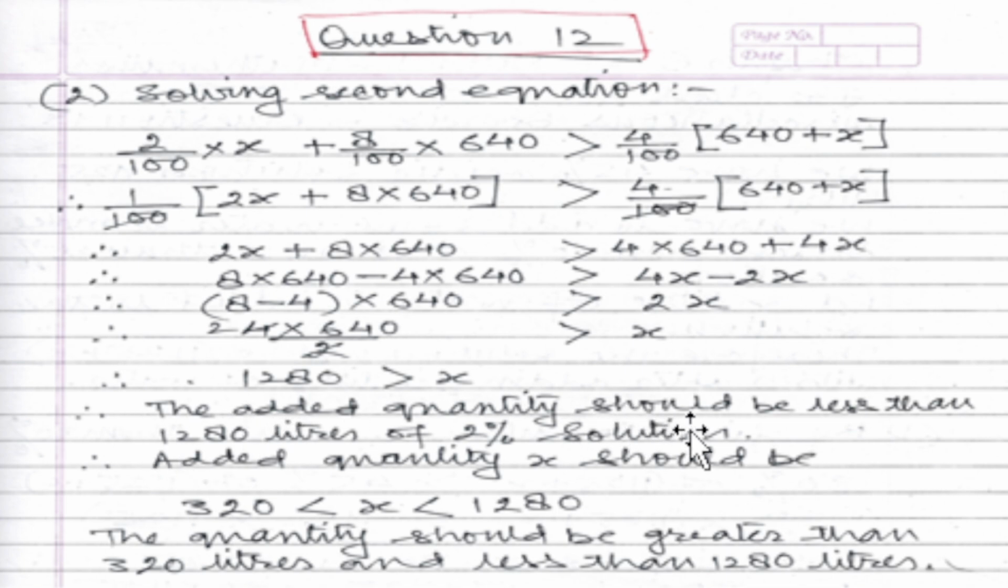Therefore, the added quantity should be less than 1280 liters of 2% solution, and the added quantity x should be 320 less than x less than 1280. That means x should be between 320 and 1280. It should be less than 1280 and greater than 320.